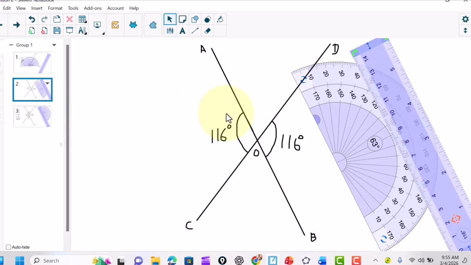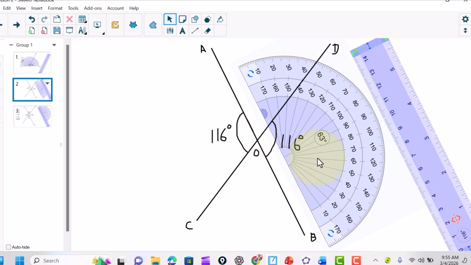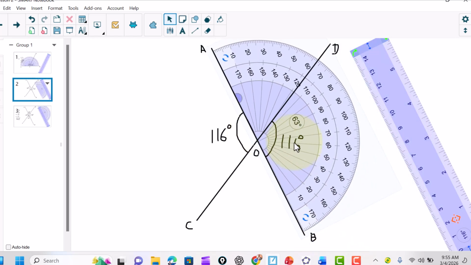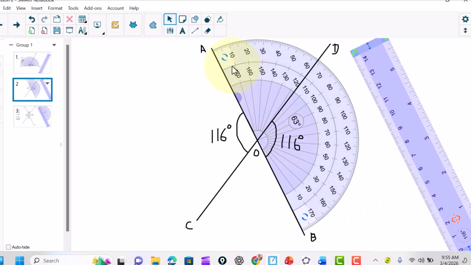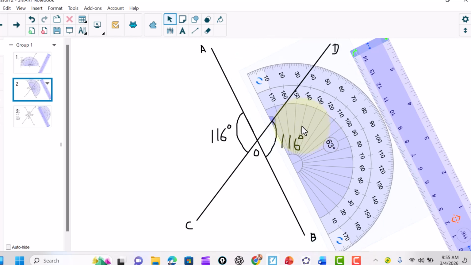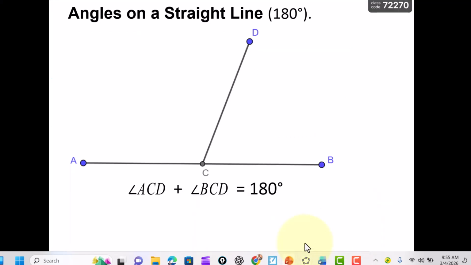Even the next example, if you look at this, all these straight lines from A, O, B, if you place the protractor on the straight line like this and you check, you will see that from A through to O down to B, it's 180. The protractor measures the angle, it will give you 180 degrees. So this is where the first theorem is coming from. That is our first theorem, this property.